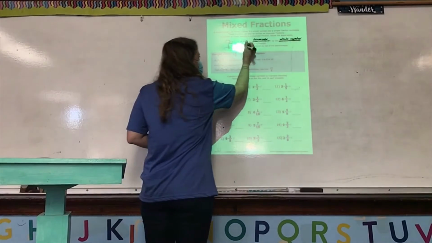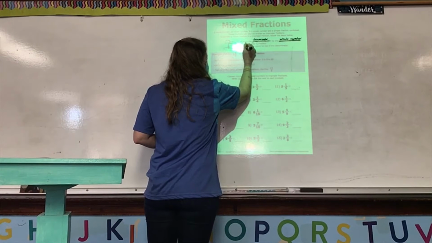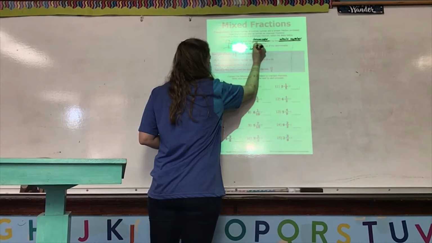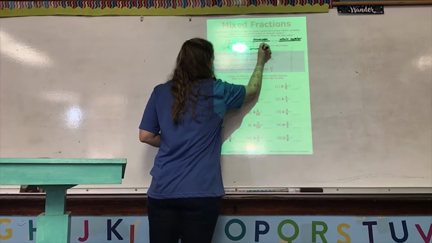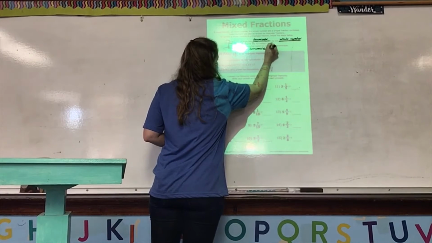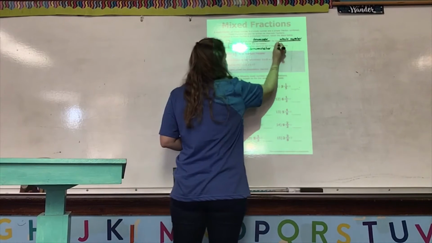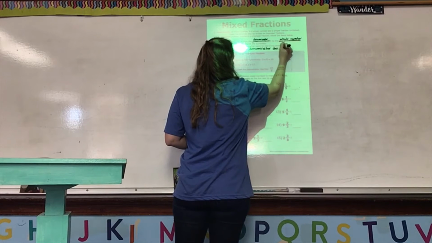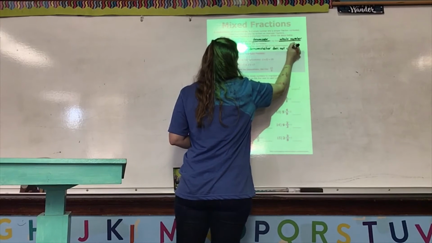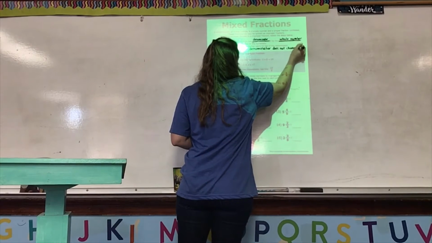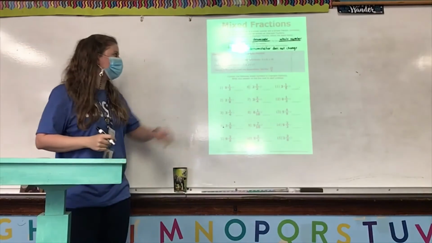Step 3, then write the result on top of the denominator. Let's add to our step 3. What happens to the denominator? Class: does not change. The denominator does not change. So let's do this example really quick.